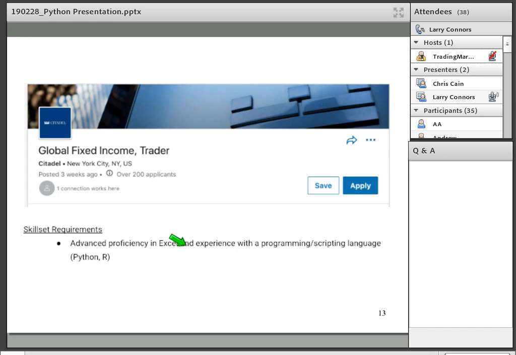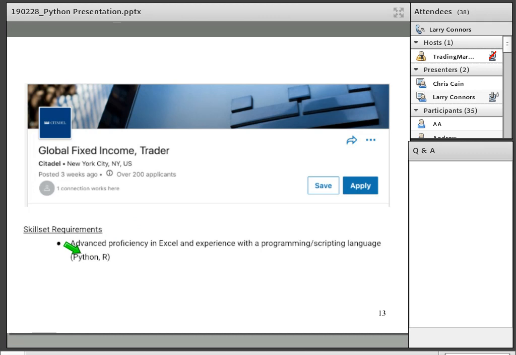Citadel. Citadel is, I believe, the largest market maker in the world. They also run a hedge fund. Ken Griffin is one of the wealthiest men in the world. In fact, he just purchased the most expensive piece of real estate in the history of the country. He did it here in New York City. This position is for a global fixed income trader, and skill sets required: advanced proficiency in Excel and experience with programming and scripting languages, Python and R.